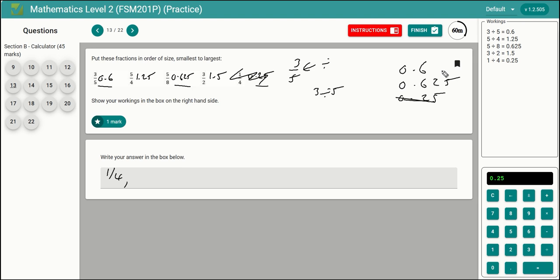Okay, if we're struggling to compare these two, remember that we can fill these columns with a 0. 0 is less than 2, so the 0.6 is the next smallest, and that was the 3/5, followed by the 0.625, which was the 5/8. There we go. And now we're just comparing 1.25 and 1.5. Well, 2 is less than 5, so 5/4 is smaller than 3 over 2, which is the biggest of all those fractions, and we're done.